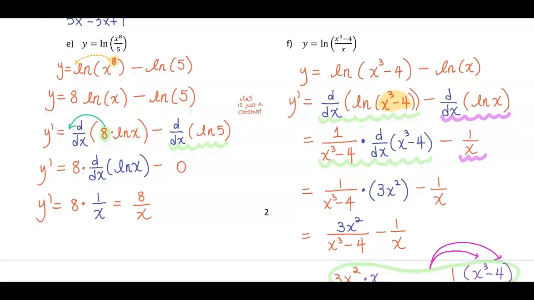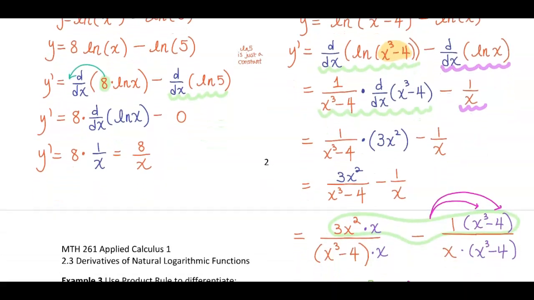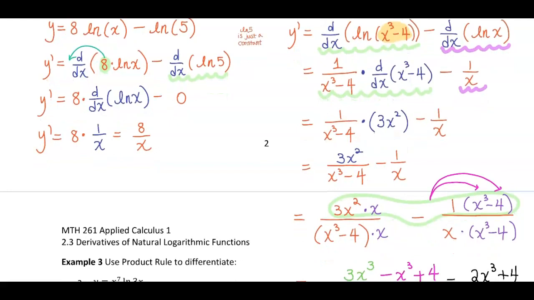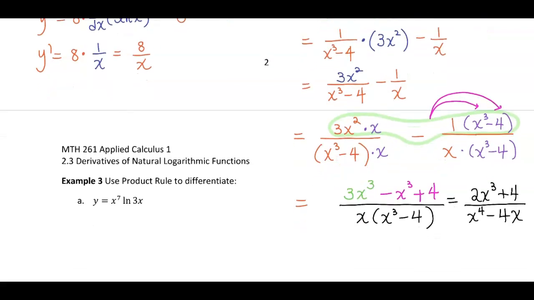Not only that we use the log property to separate these into subtractions. The first part had a chain rule involved, and when we found two subtracting fractions, we had to come up with the common denominator and simplify all the way so that we had a single rational expression for our final answer. But I think you've seen enough of the chain rule example.